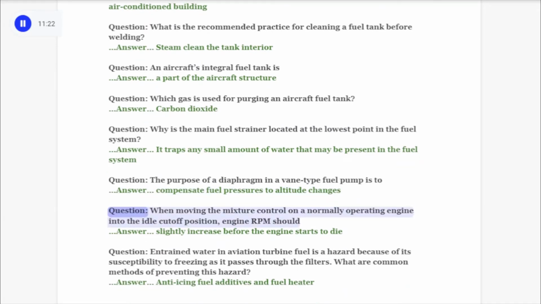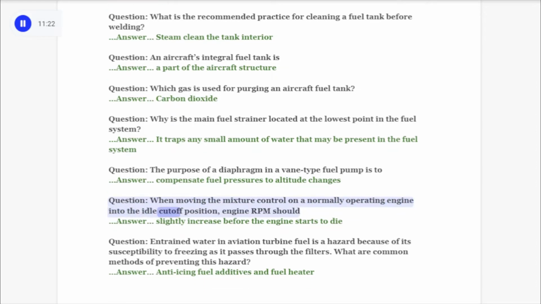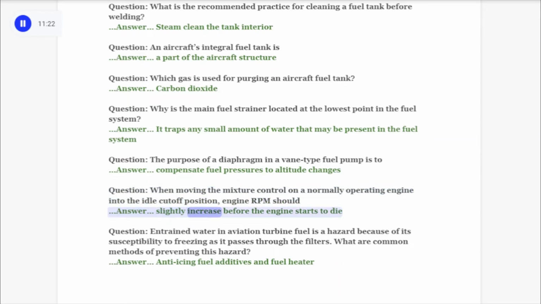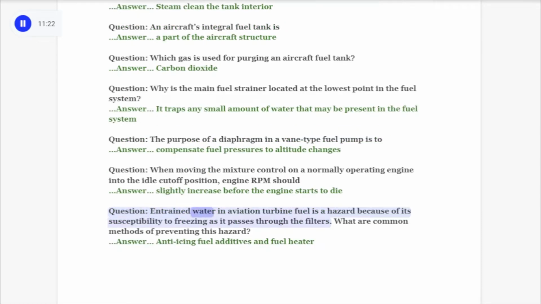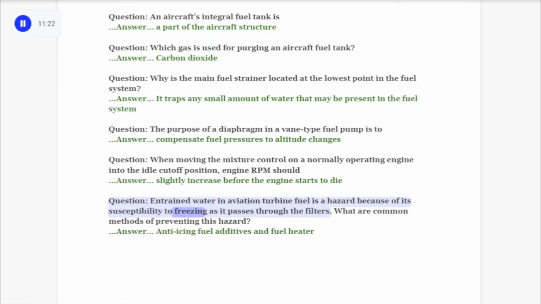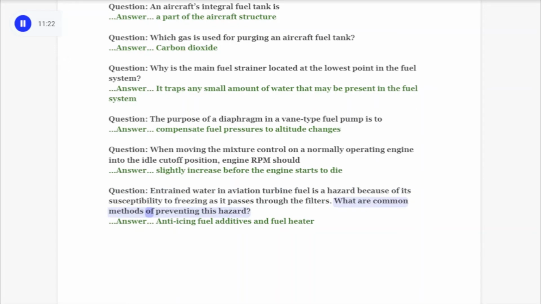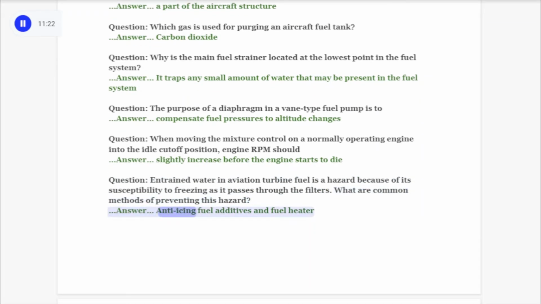Question: when moving the mixture control on a normally operating engine into the idle cutoff position, engine RPM should? Answer: slightly increase before the engine starts to die. Question: entrained water in aviation turbine fuel is a hazard because of its susceptibility to freezing as it passes through the filters. What are common methods of preventing this hazard? Answer: anti-icing fuel additives and fuel heater.